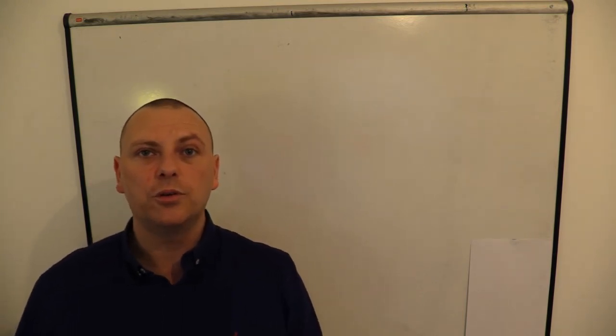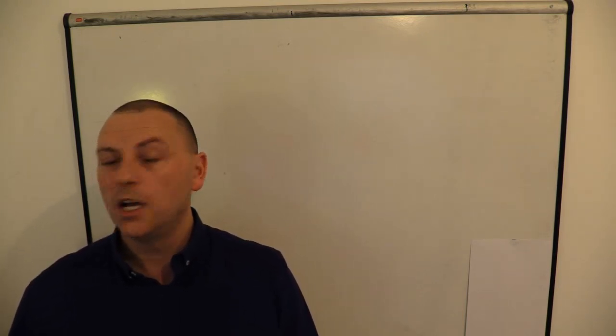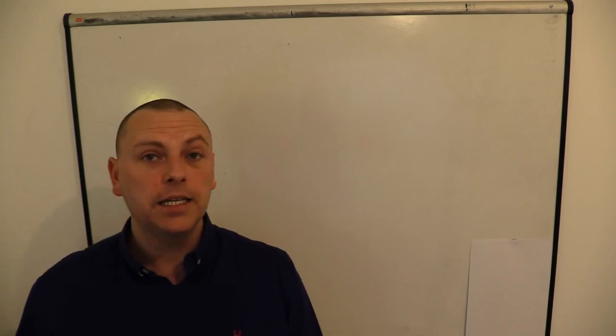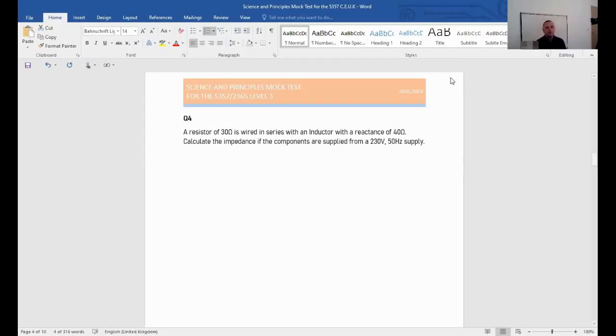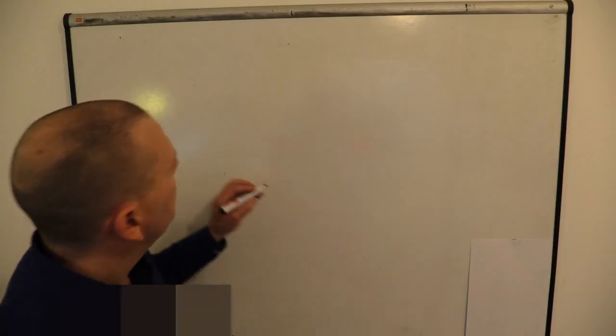This time we're on question number 4 and here it is. It says, a resistor of 30 ohms is wired in series with an inductor with a reactance of 40 ohms. Calculate the impedance if the components are supplied from a 230 volt 50 hertz supply. Wow, that's much easier than you might think.